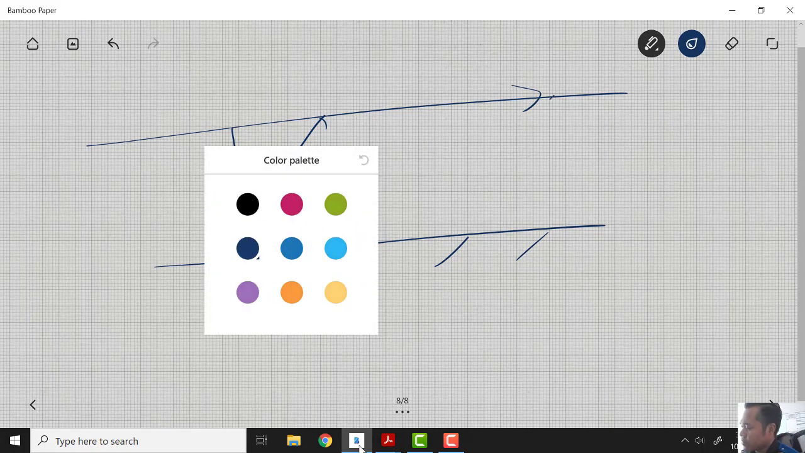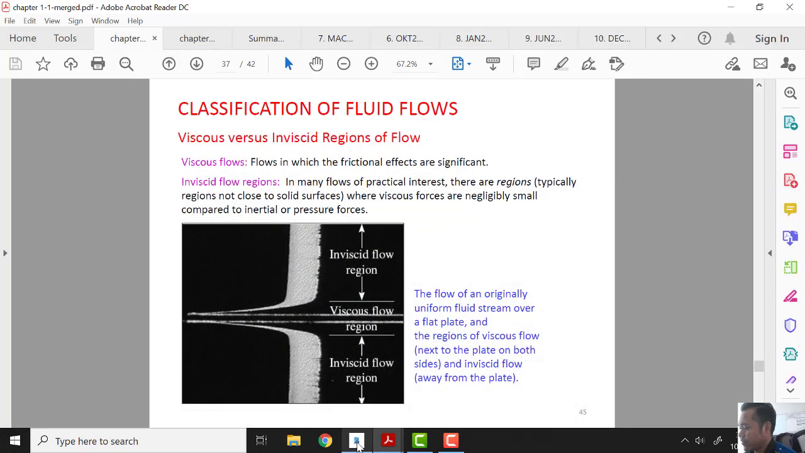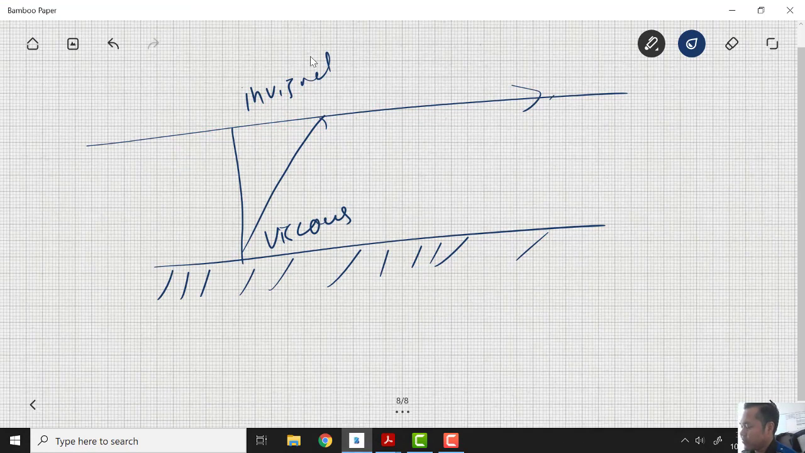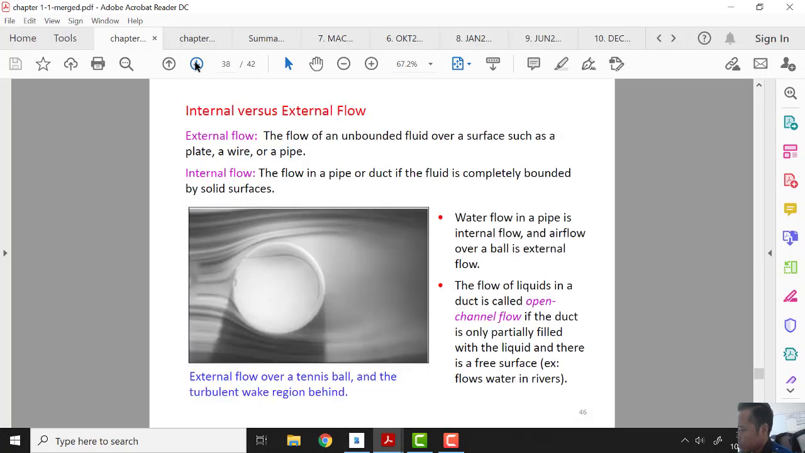The area away from the surface, here at the bottom, we call the inviscid area. This is the inviscid area, and this is the viscous area. Further from the surface is inviscid, closer to the surface is the viscous area. Alright. Next, external and internal flow is very easy.